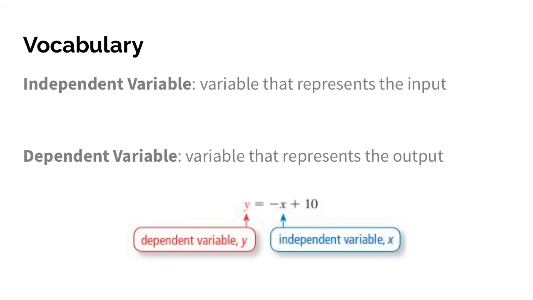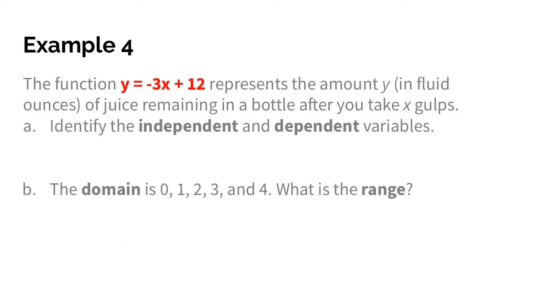So for example, if I plug $1 into a coin machine, that's independent because I'm choosing to plug that in. I can choose whatever I want. But the number of quarters depends on how many dollars I plug in. So the number of quarters I would get would be the dependent variable. So what we're going to look at is, in a situation, what are the independent and dependent variables, and then what would we get for our domain and range for these things.